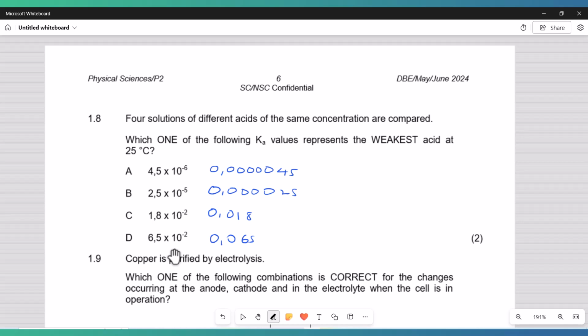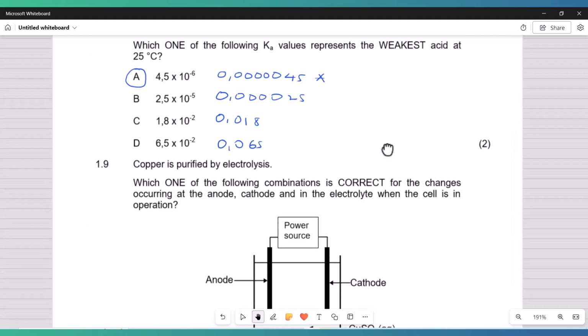If you check here, because these have 4 zeros, I'm done with which is going to be the weakest. How many zeros are here? 1, 2, 3, 4, 5. What about here? 1, 2, 3, 4. So this must be the weakest one because it has the lowest Ka value, which shows us how the acid ionizes. So our answer is going to be A. Don't forget that the Ka shows us how much the acid ionizes in a solution. So that's the weakest one with the smallest value of the Ka.